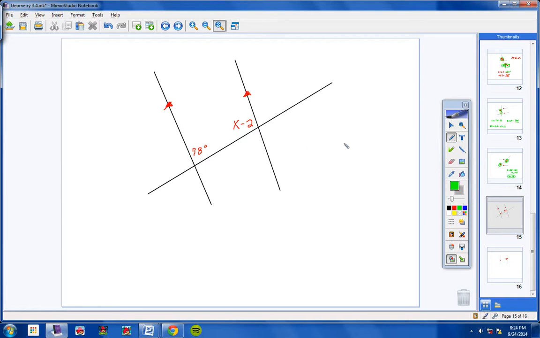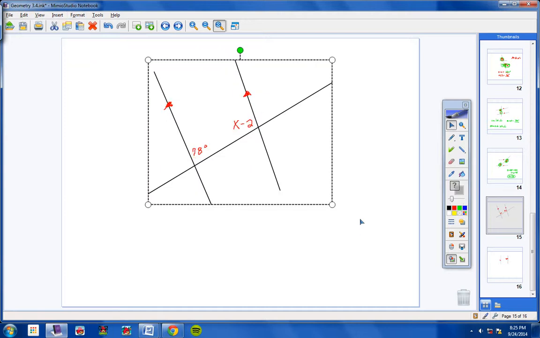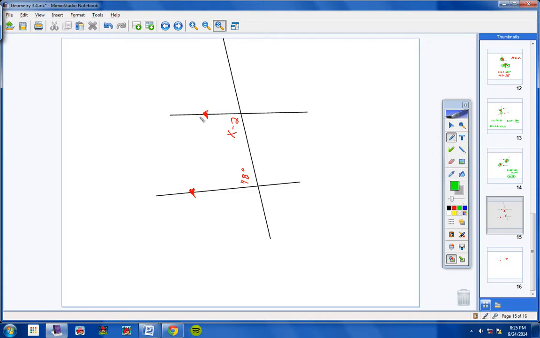Okay, let's solve for x. Now again, for me, students, I like my diagrams to be turned so that the parallel lines are horizontal. So there we go. Now look what I've got, students. I've got two parallel lines. Go ahead and copy this in your notes if you would, please. Two parallel lines cut by a transversal. This is 78 and this is x minus 2.